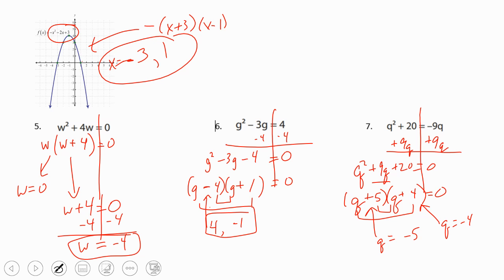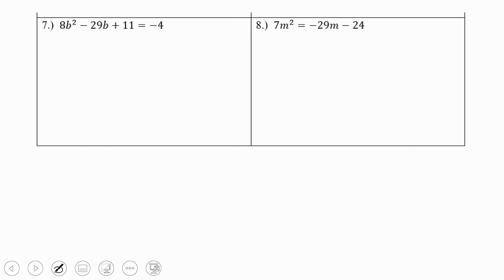If you feel like you're ready to go, get your quiz from your teacher. You can use your notes. Here's a couple more examples I'll do. I need to bring this over. These are a little bit harder to factor.